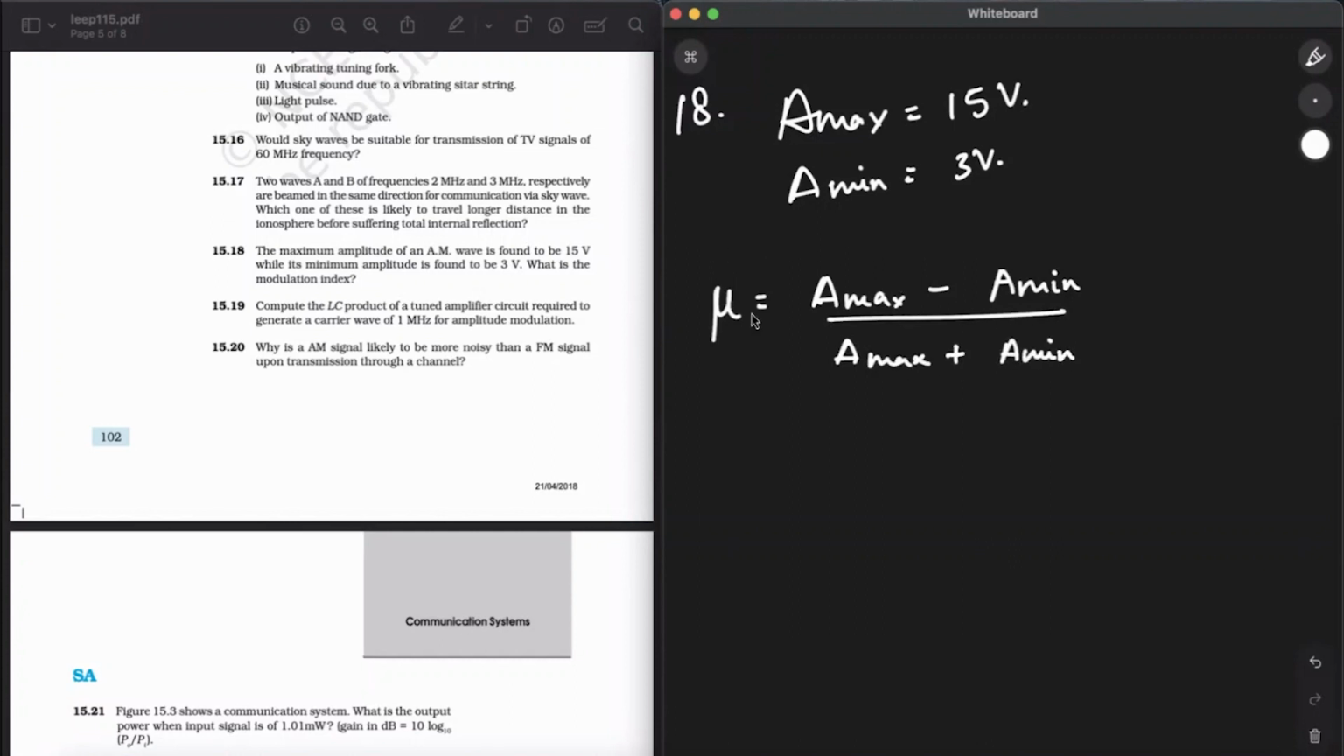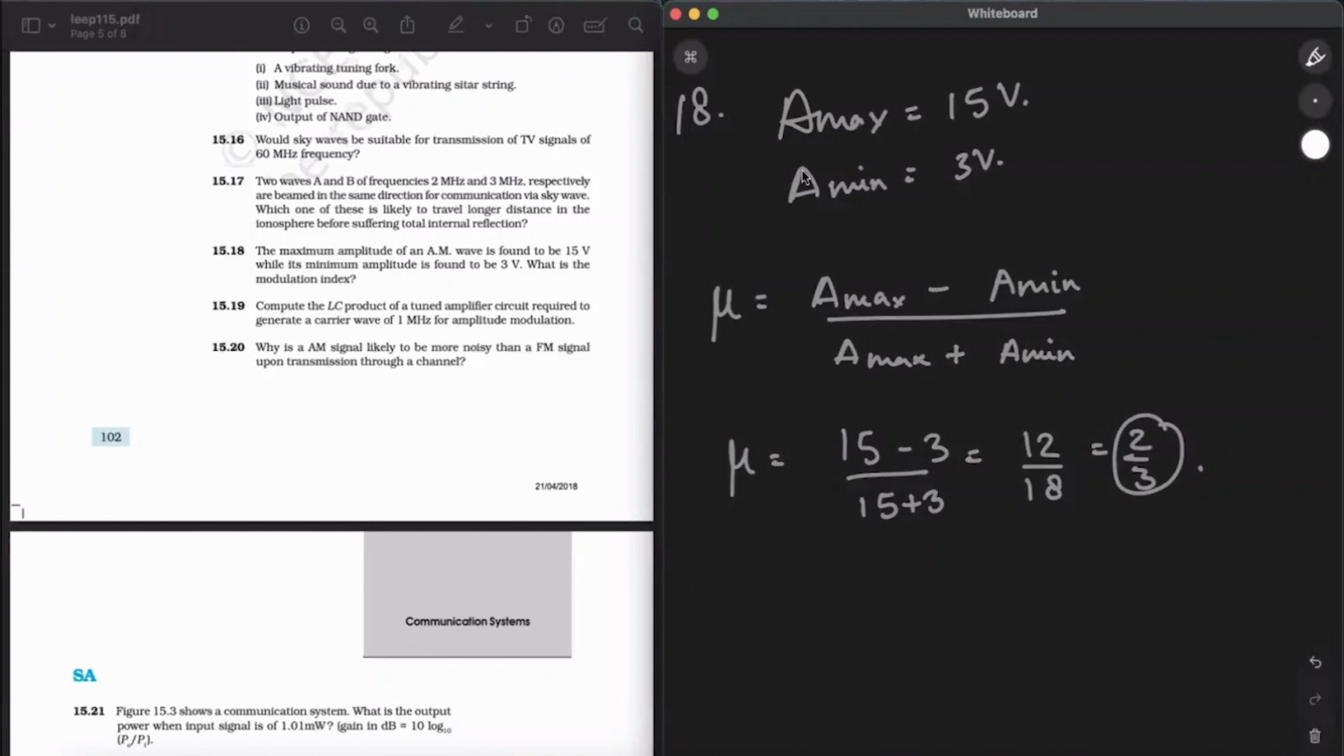See, this topic consists of 5 or 6 sub-topics, and they are all easy and just formula based. Such kinds of questions can come in the exam, so it is not a big thing. You just have to calculate the modulation index: 15 minus 3 divided by 15 plus 3. That leaves us with 12 by 18, which is 2 by 3, or 0.67. That is the modulation index for this condition.